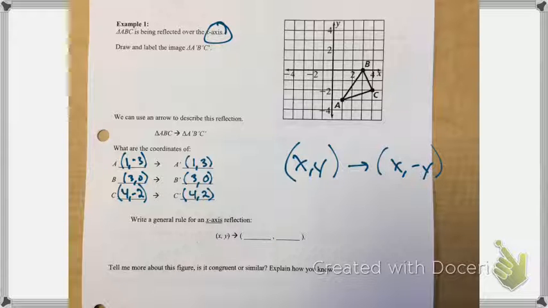All right. So, A prime is going to be 1, 3. B prime is 3, 0. What do you notice about B and B prime? They're the same place. Yeah. And C prime is going to be 4, 2.